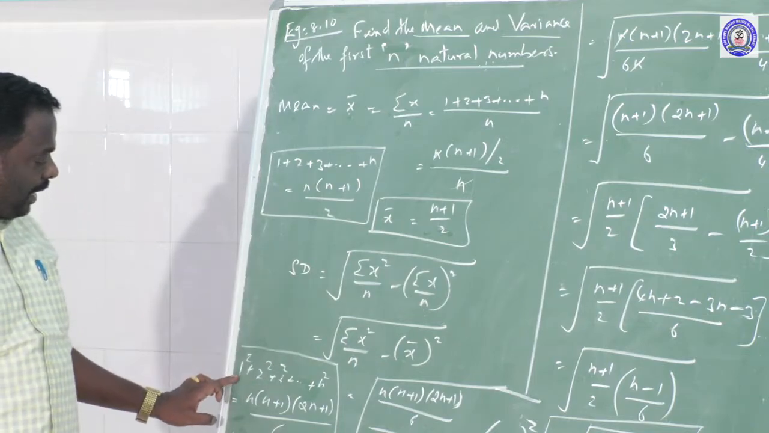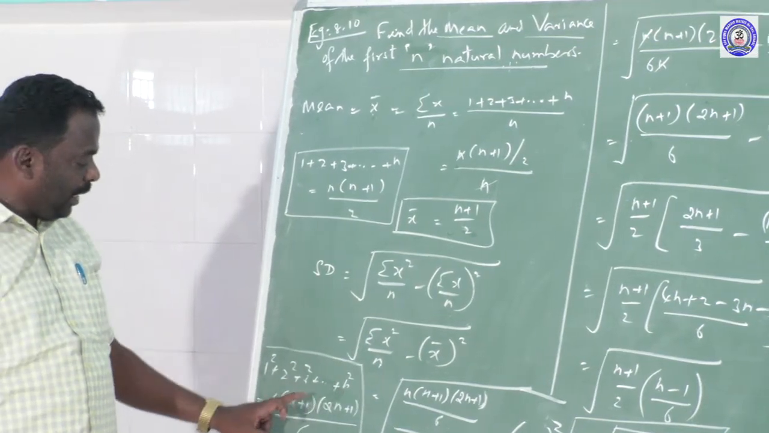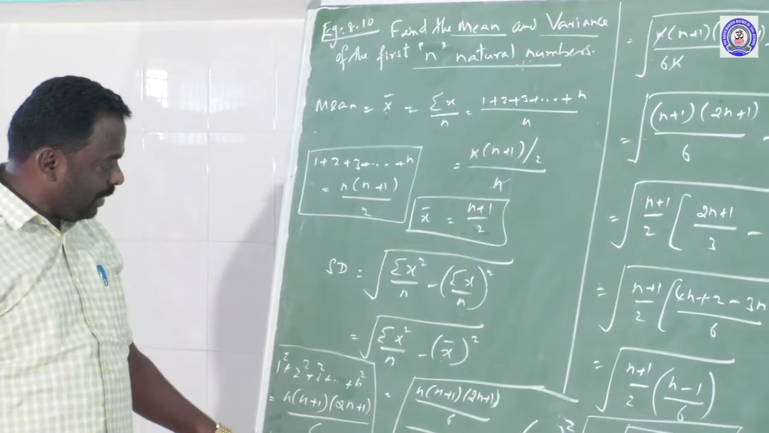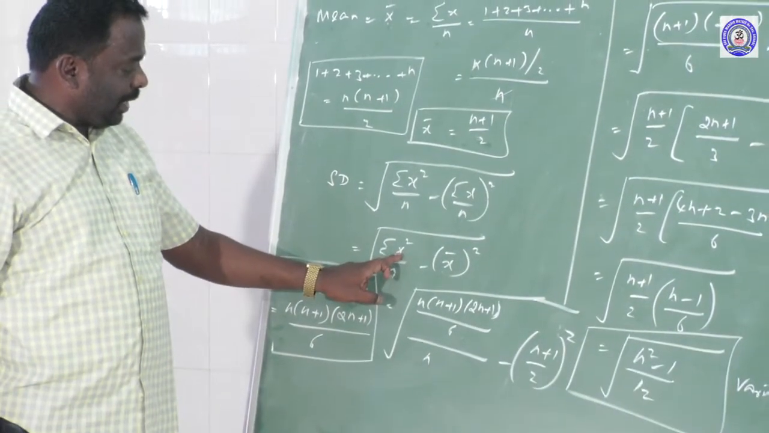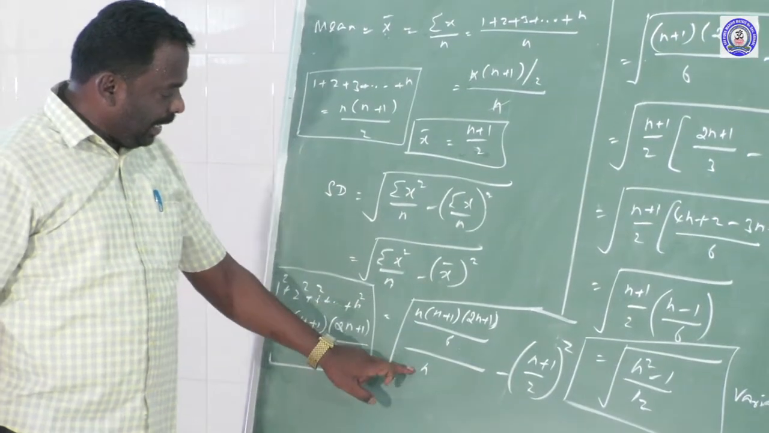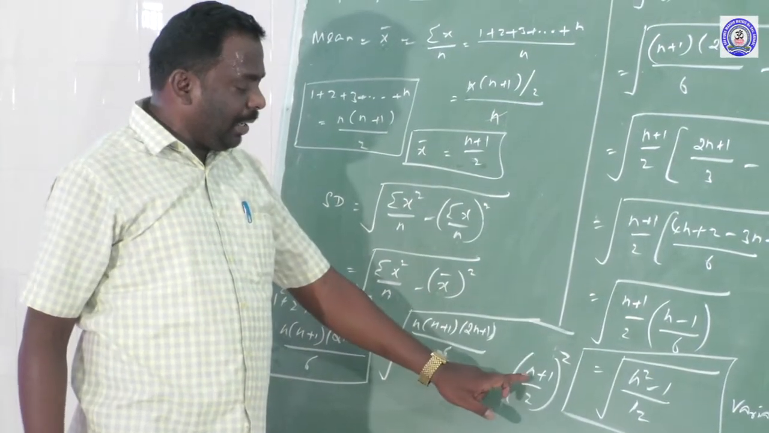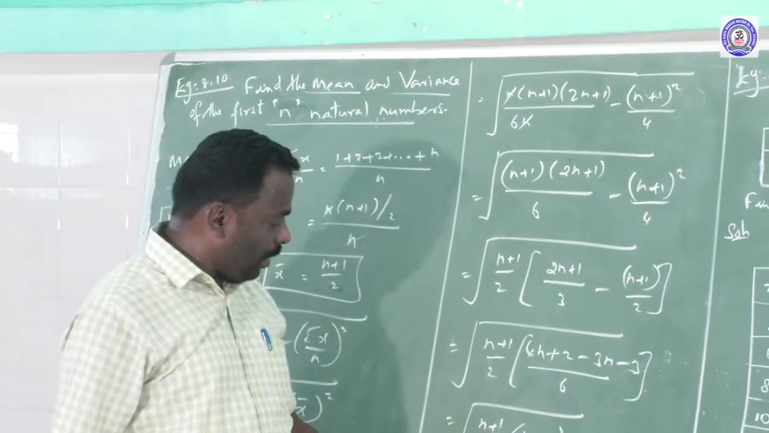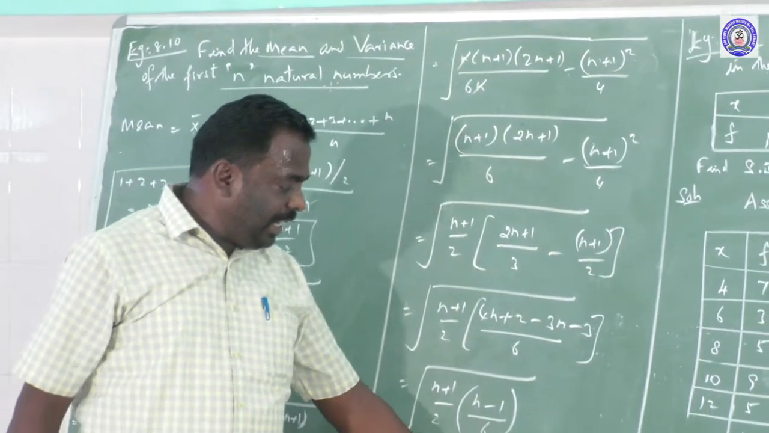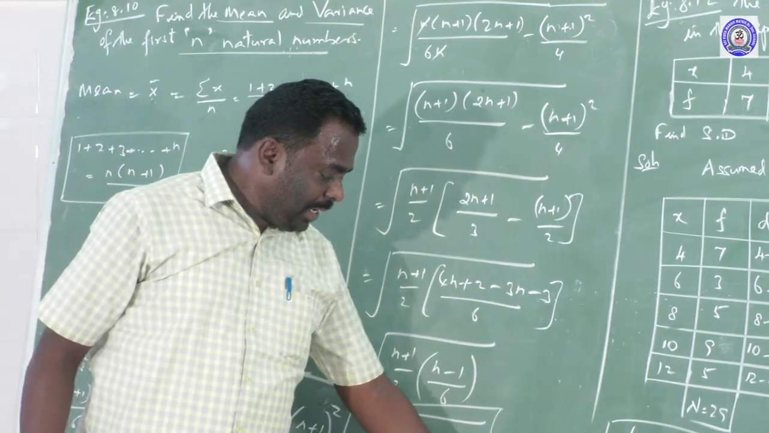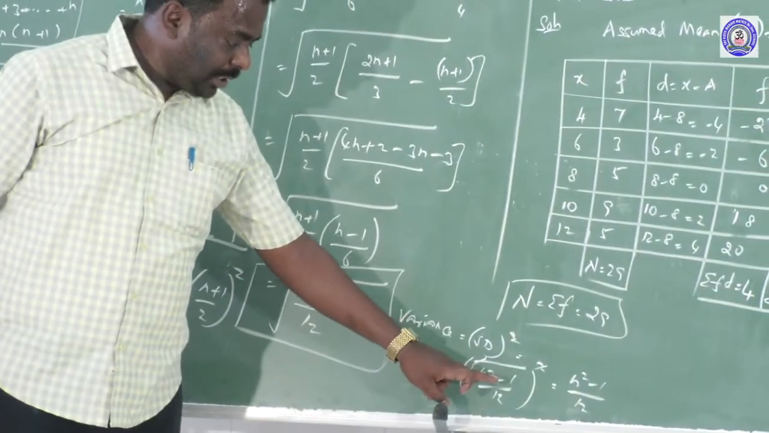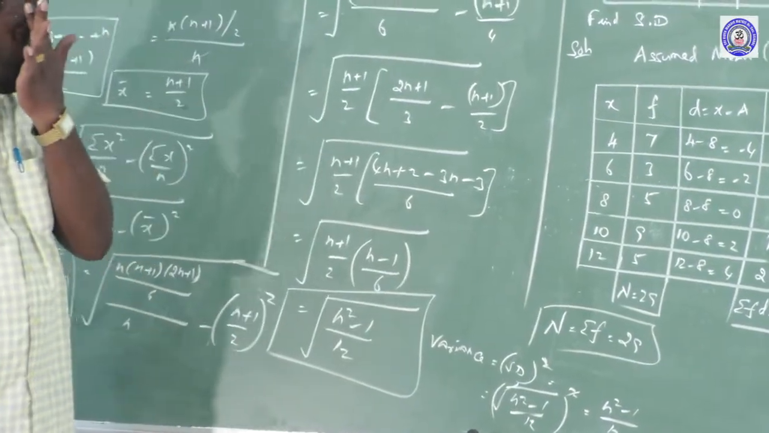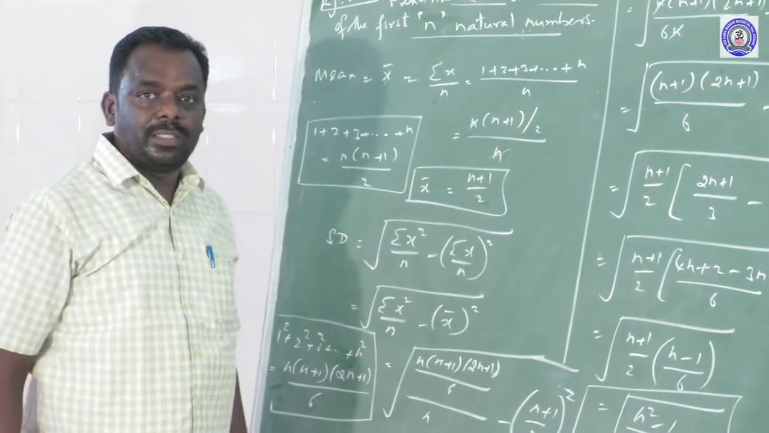Summation x square: applying the formula, 1 square plus 2 square plus 3 square etc. up to n square equals n into n plus 1 into 2n plus 1 by 6. Replace the summation x square value with the formula, and subtract x bar, which is n plus 1 by 2 whole square. Just simplify. Finally we get standard deviation equal to square root of n square minus 1 by 12, and variance equal to standard deviation whole square. The square root will cancel, remaining n square minus 1 by 12, which is called the variance.